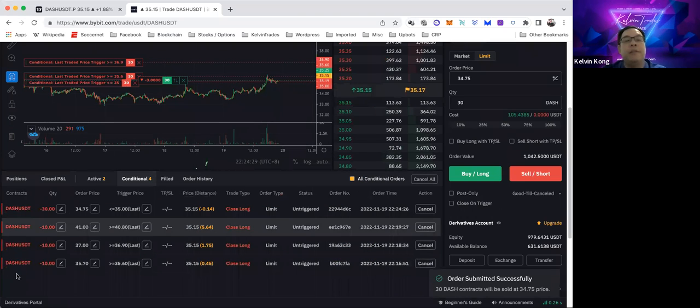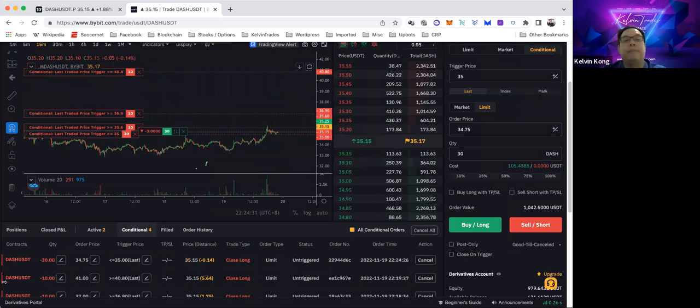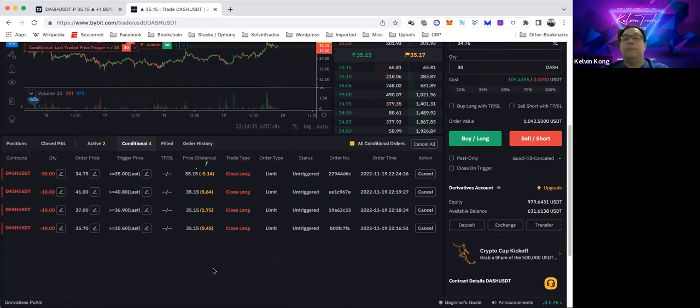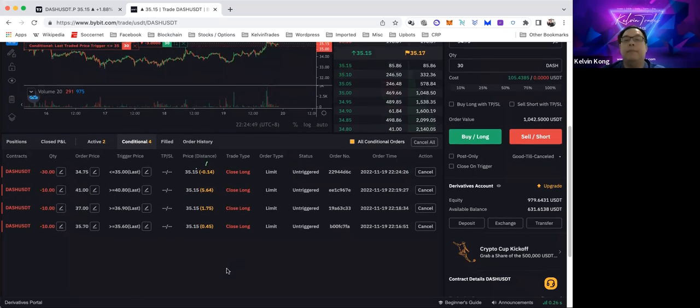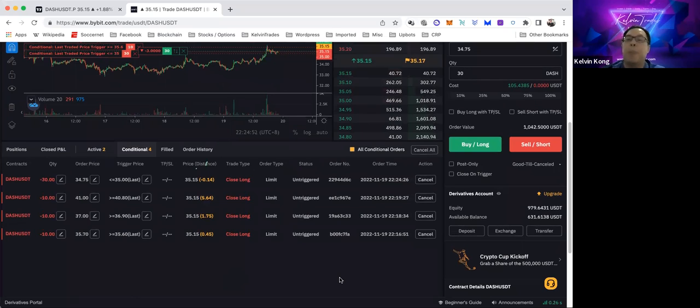So you have 4 orders here for this particular trade, Dash. What will happen is when your stop loss is hit, all these orders will be closed, because all these orders are closed on trigger. You can read the description over there: the close order will only reduce the position size if you have insufficient margin, and so on. Basically, that's what it means.